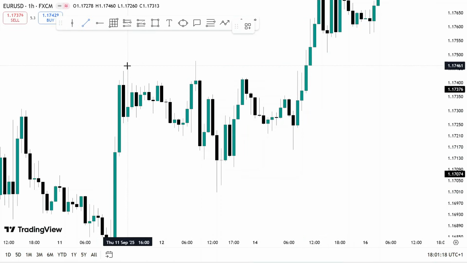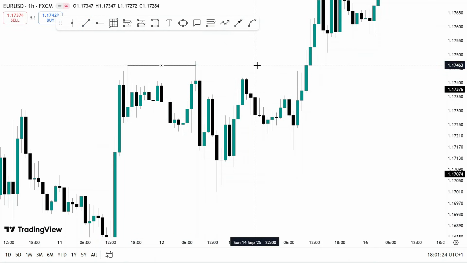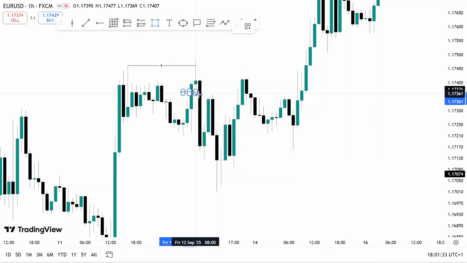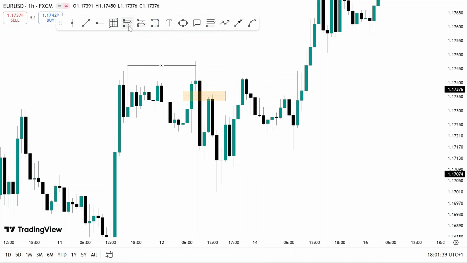Now for a bearish example. Here, price sweeps this high, giving us a liquidity sweep. After the sweep, price creates a bullish fair value gap and a bearish fair value gap, and once again, they overlap. That overlap is where we take our entry.